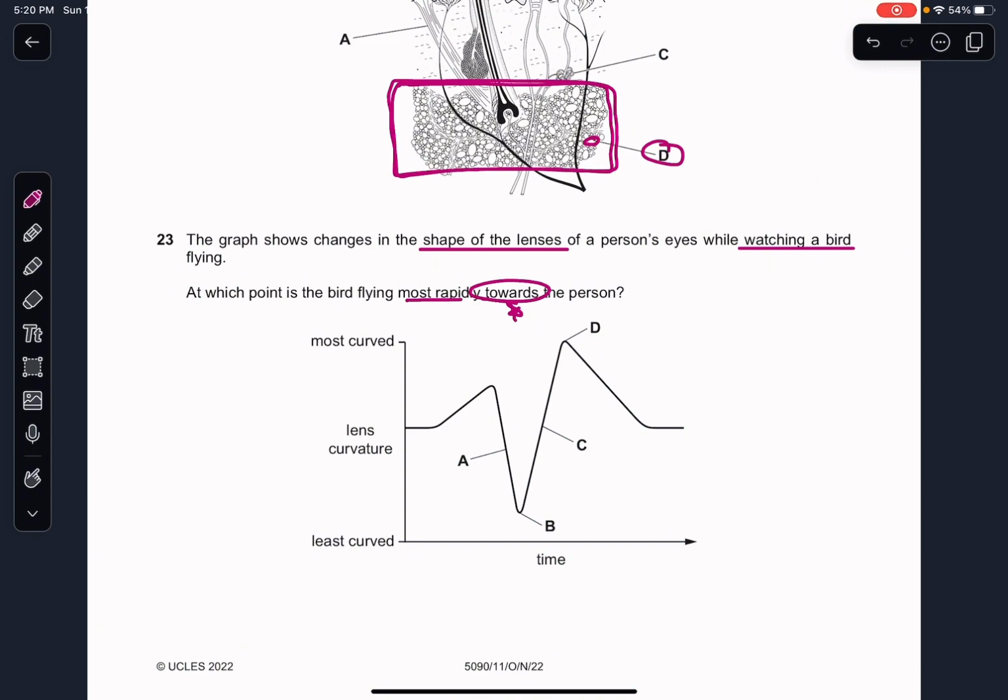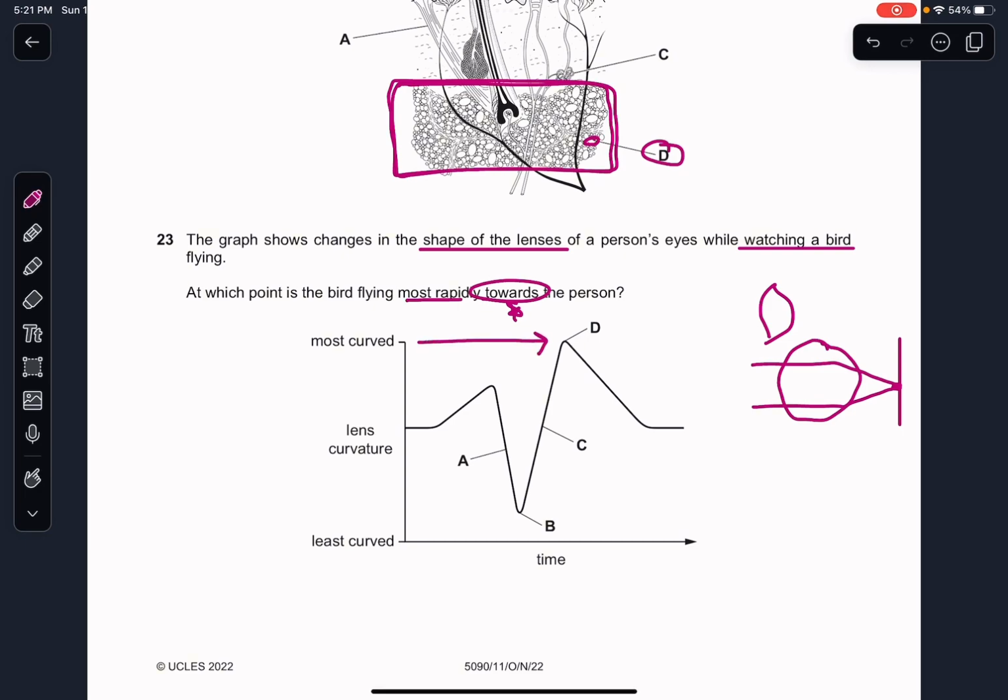So the bending power of the lens is the utmost when it is the most globular, right? So the more globular or curved the lens is, the more it has the ability to bend the light rays, right? So that it can form a clearer image on the retina. So the most curved is at the point of D.